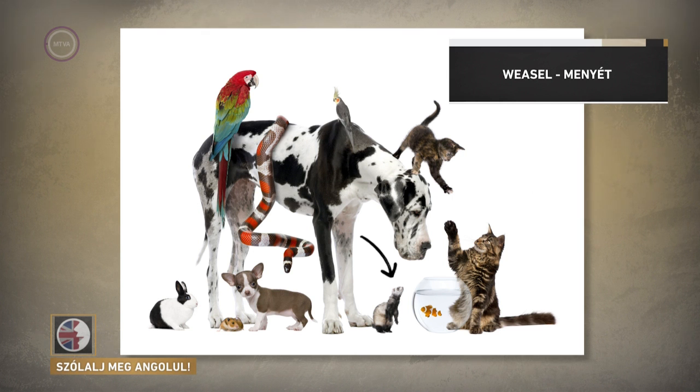Between the dog and the fishbowl, there's a weasel, I think. Well, it looks like a weasel. I think it's a weasel. Good gravy and chips with curry sauce. That was long and hard, wasn't it?